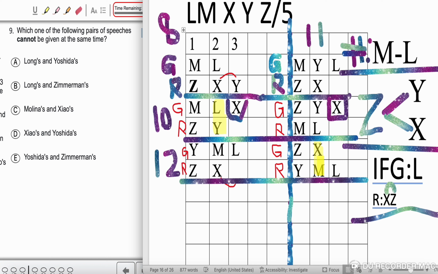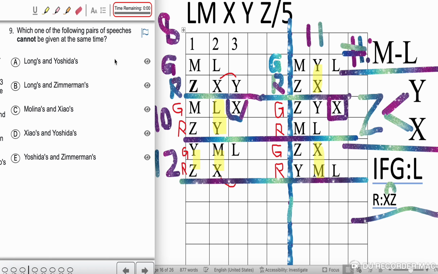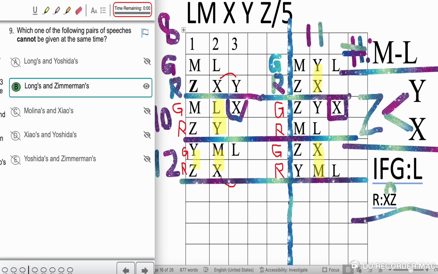M and X I see here, and I also see here. X and Y I see here, and Y and Z I see here as well. The only thing I don't see is just the L and Z. So I'm going to go ahead and do a process of elimination, and then visually seeing that I don't see it as well, I'm going to choose that answer. B, L and Z.